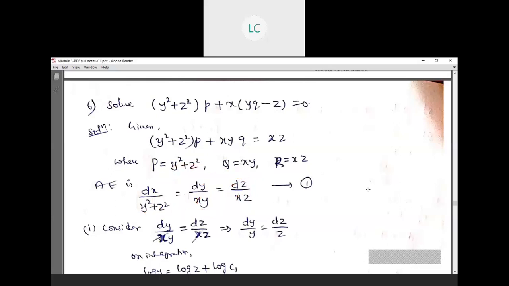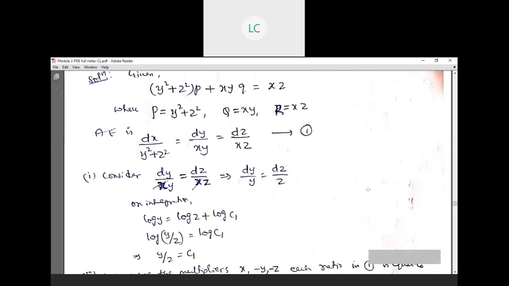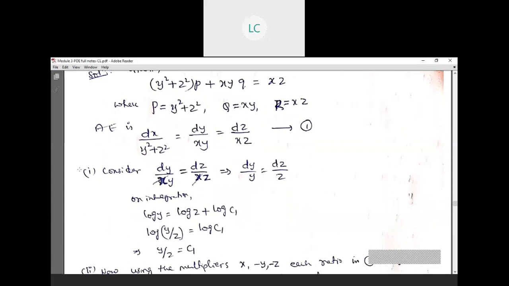Okay, so now I am going to consider the second and third terms as a pair. Now I am considering these two as a pair, so we can easily eliminate x. We'll get dy by y, dz by z. If you integrate this, log y minus log z is equal to log c1. Log y by z equal to log c1, so y by z is equal to c1. So this is nothing but u.